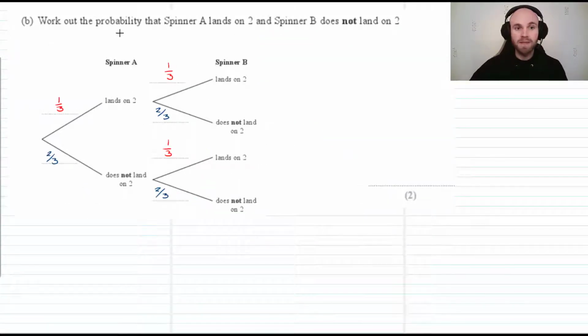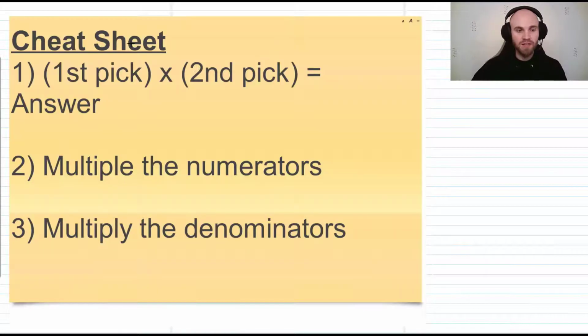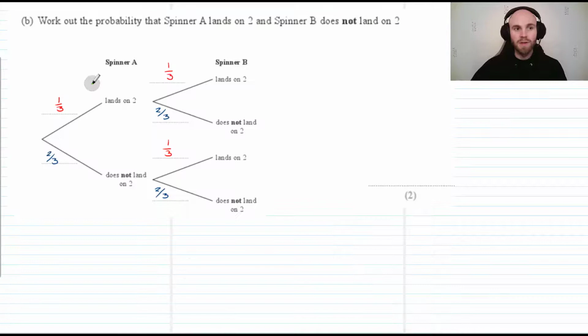Part B, work out the probability that spinner A lands on 2 and spinner B does not land on 2. So if we go to the cheat sheet, to get our answer, it's going to be the first pick multiplied by the second pick, and that is going to give us our answer. We're going to multiply the numerators, multiply the denominators. So again, from the question, we need to work out the probability that spinner A lands on a 2. So it's going to be this way. And spinner B does not land on 2. So it's going to be this way.